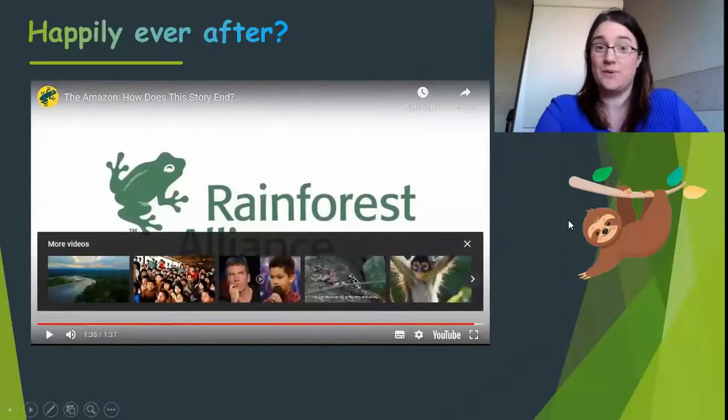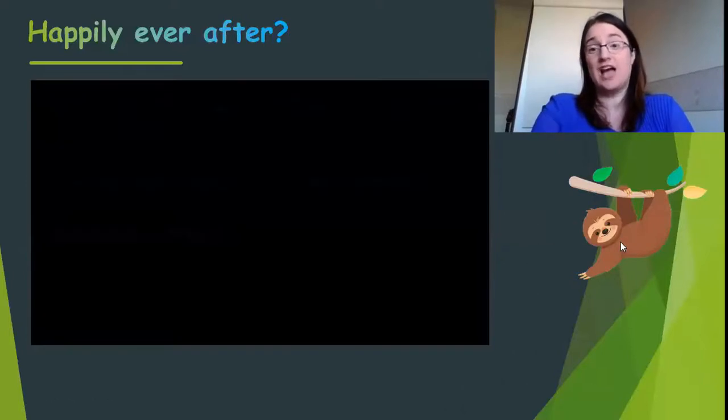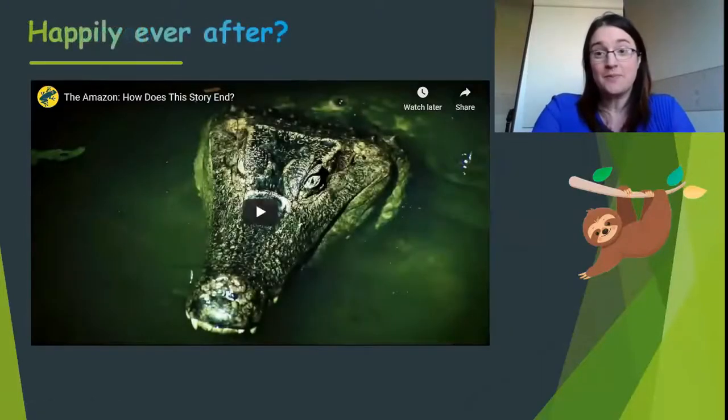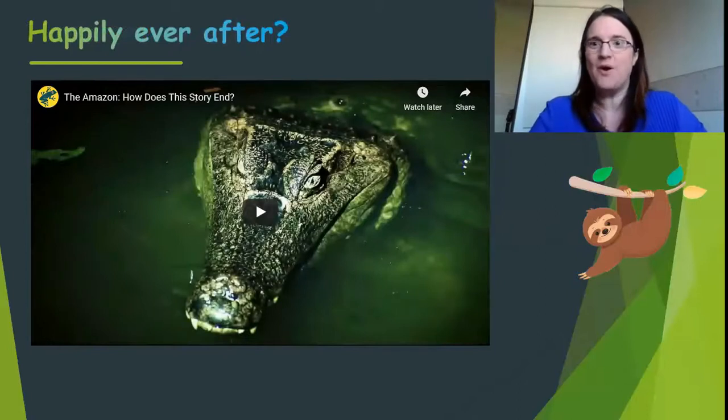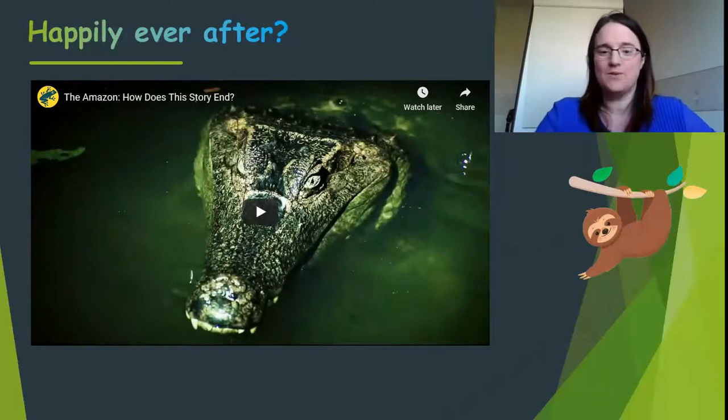Okay, so if we want a happily ever after, we have to make sure it happens. So the final challenge for you is to think about how you can help. What can you do that will make a difference to those rainforests? What can you do to ensure that the Amazon does have a happily ever after? So I'd like you to have a look, have a search around. What can you do? It might be that you want to adopt an animal.